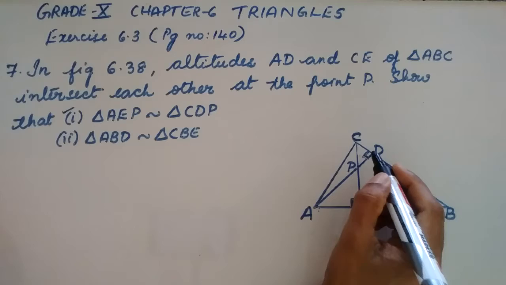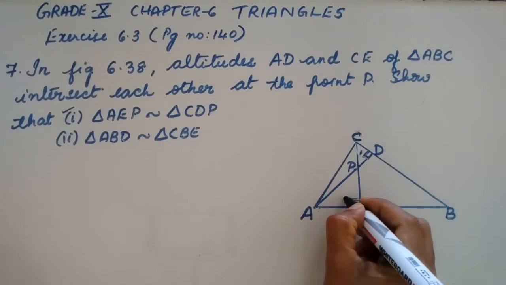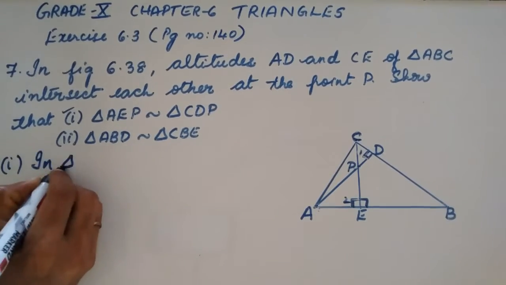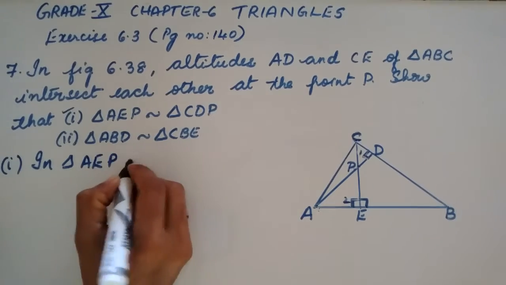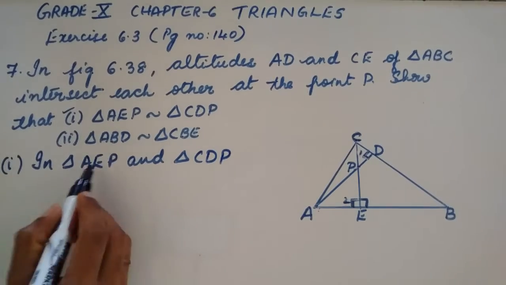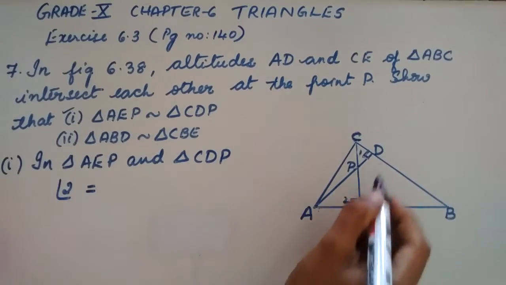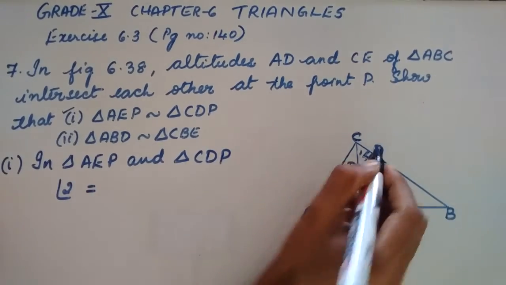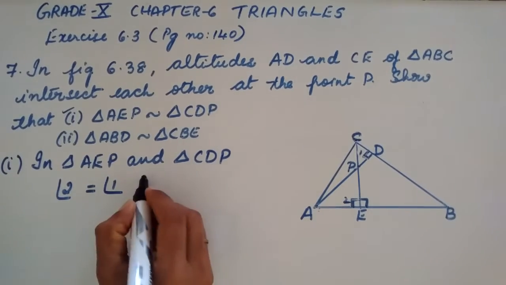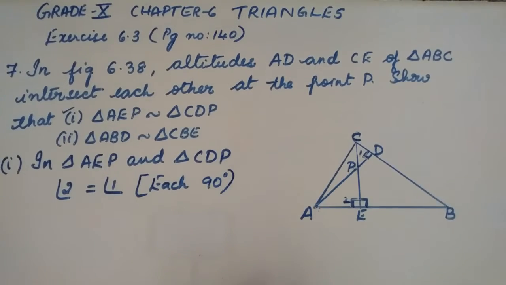So let me name these angles. This one as angle 1 and this as angle 2. So first, in triangle AEP and triangle CDP, which angle do we have? Angle 2 of triangle AEP is equal to angle 1 of triangle CDP. So what is the reason? Reason is each is 90 degrees.